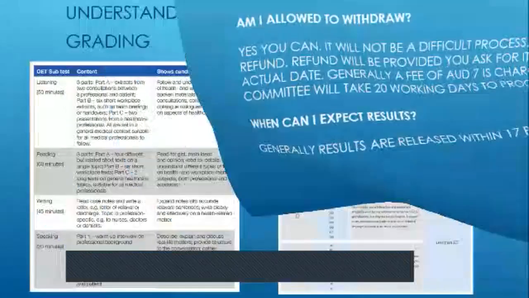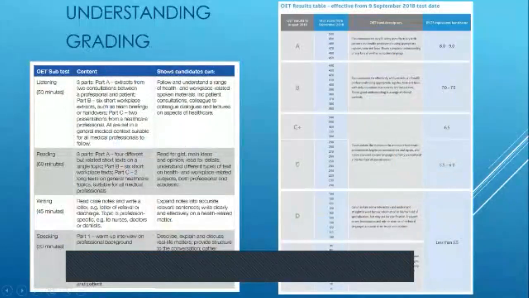Okay. So this is the table. As you see, this is what we're aiming at: B grade or 7 or 7.5. On the left you see OET, and on the right you see IELTS results. So you need to get a minimum 350. This one I have explained to you already. See, 350 is minimum.